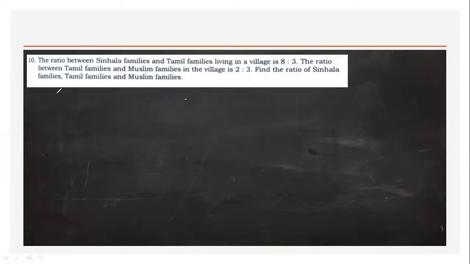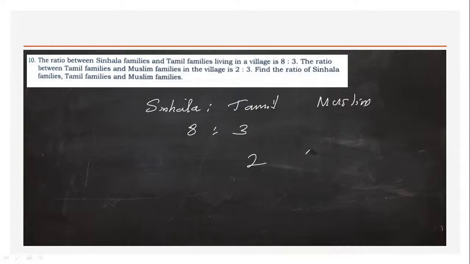The ratio between Sinhala families and Tamil families living in a village is 8:3. The ratio between Tamil families and Muslim families in the village is 2:3. Find the ratio of Sinhala families, Tamil families, and Muslim families.